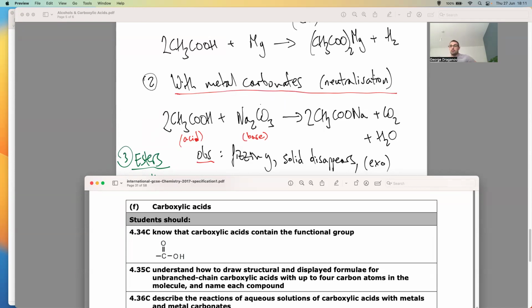The observations are effervescence because of the CO2 gas. The solid base will disappear again because it forms a soluble salt. And the reaction generates heat. So it is exothermic.